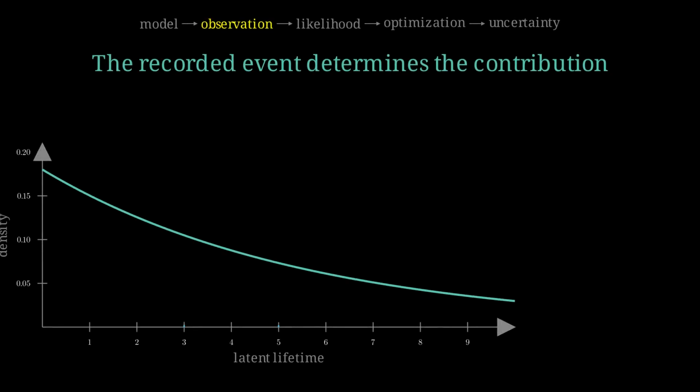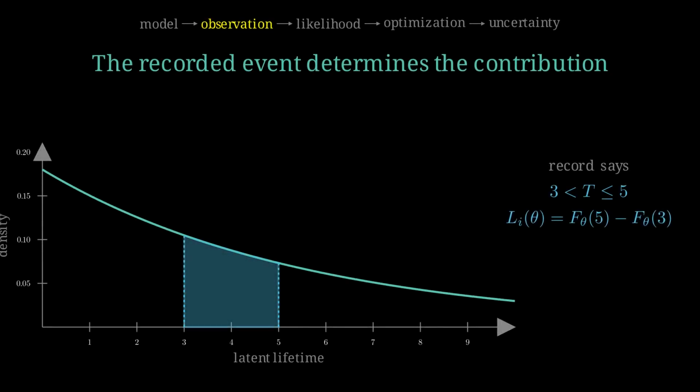Right censoring reports a tail, but other instruments report other regions. If inspection happens only once a week, a failure may be known only to lie between 2 visits. Its contribution is the probability inside that interval, the cumulative probability at the upper limit minus the cumulative probability at the lower limit. Rounding and detection limits use the same idea.